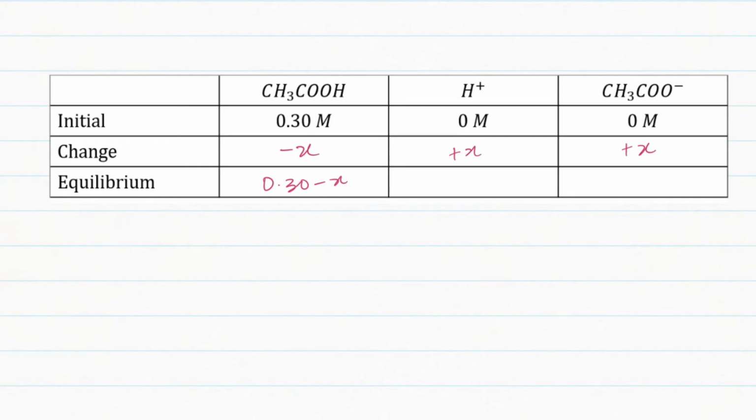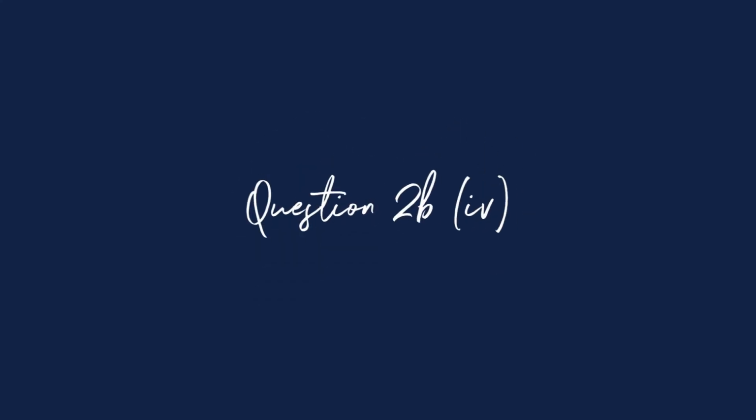So for ethanoic acid, we started out with a concentration of 0.30. So at equilibrium, we'll have 0.30 minus X. And for the products, of course, we started out with 0. So they'll be both 0 plus X, which is just X.